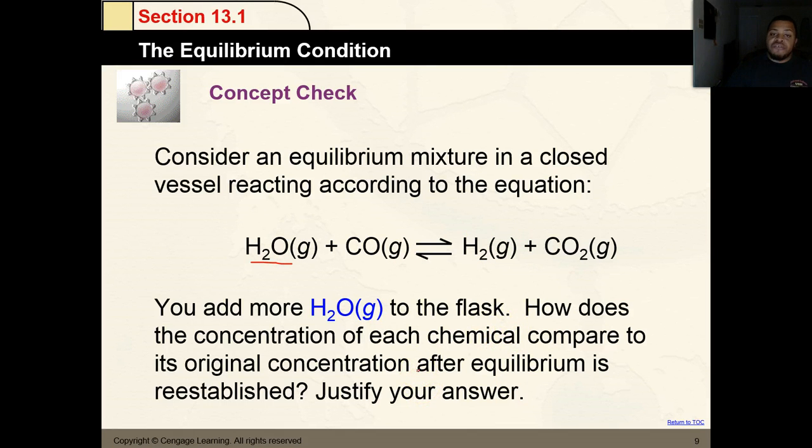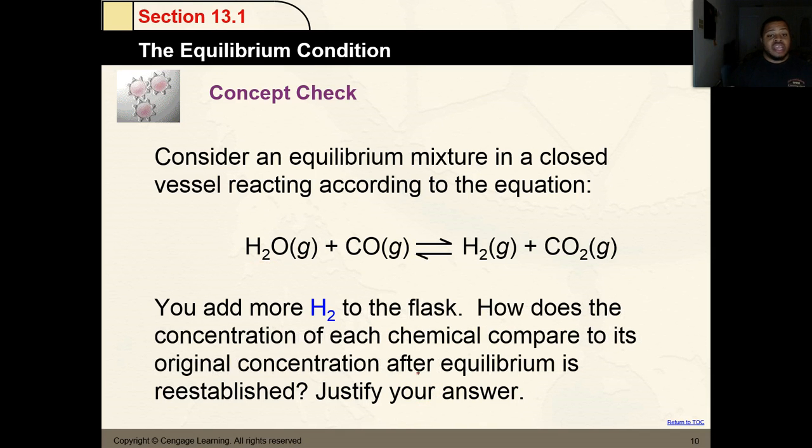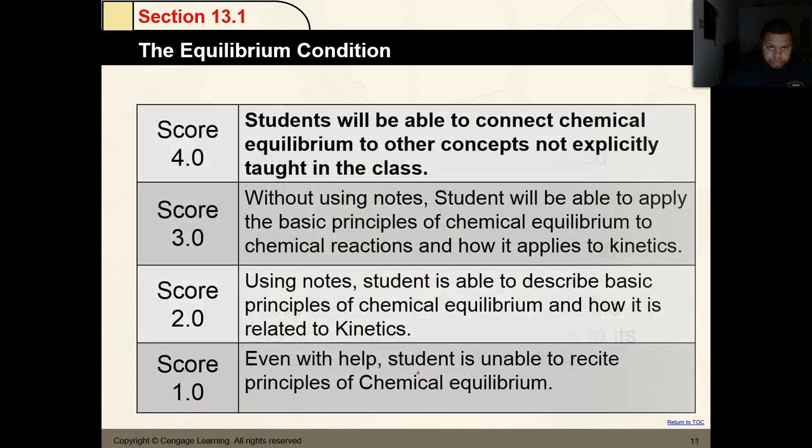Now, giving you the same opportunity, take a look what's going on here. Same reaction, but now we've gotten back to equilibrium, and now I add more hydrogen gas to the flask. What do you think is going to happen to the concentrations of each of them after the equilibrium is established? Which way is the reaction going to shift? And try to have an idea of why you think that's going to be what would cause it.